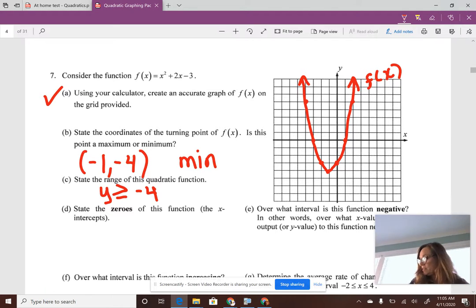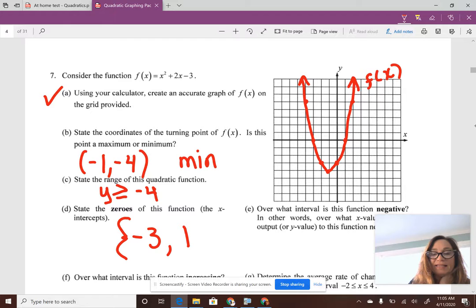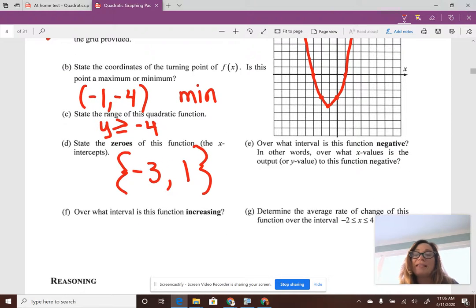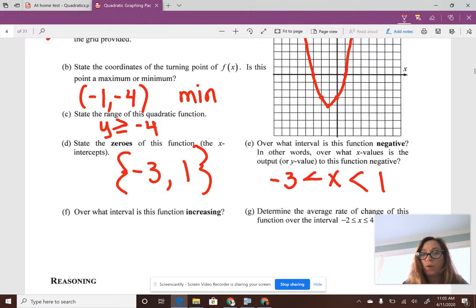State the zeros. The zeros are -3 and 1. And notice that's not an ordered pair. That's like a set. Over what interval is this function negative? So it's negative when it's below 0 for the y values. This is not going to have the equal bars. So it's negative, and I can use the zeros for this. It's negative from -3 until 1. And since 0 is not negative, you don't put the equal bars.